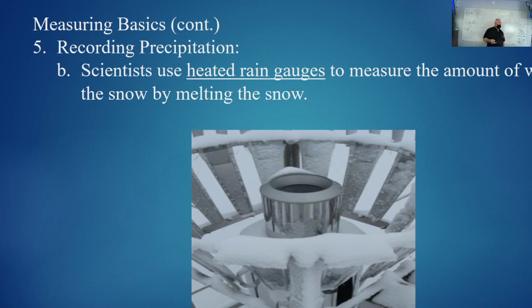Then in the winter time, in winter states, areas, probably even up the mountains here when it snows, they have what they call heated rain gauges. It works the same as a rain gauge. The snow comes down, the snow fills up the gauge, and then they're heated, so they melt the snow to find out how much moisture there was in the snow. Obviously a lot bigger than the rain gauges. Okay.